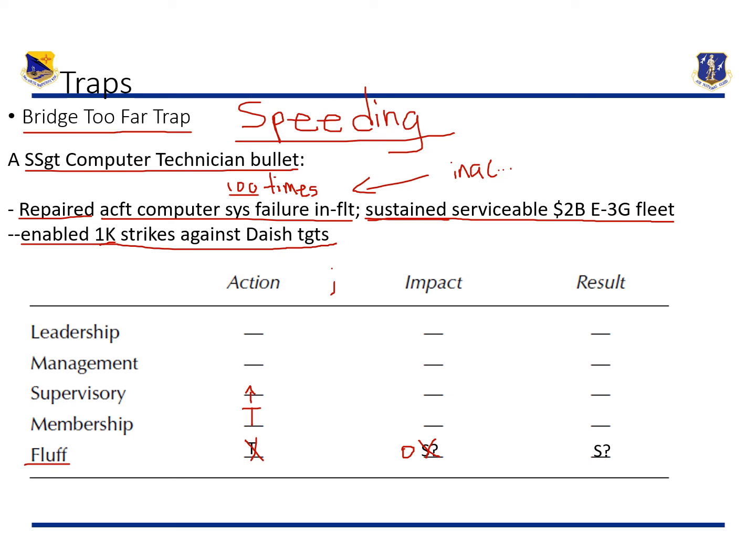And then the result, oh man, let's not even get into that. Sure, it's strategic in nature. They hit targets, but did he really, in one repair, maybe or maybe a few in flight? Looks like it was a single occurrence. Did that really lead to 1,000 strikes? We're calling it speeding, and therefore I think it's fluff as well. And therefore, I won't lie, a bullet like this would probably score 0.5 in my book. I'm sorry, but that's the truth.